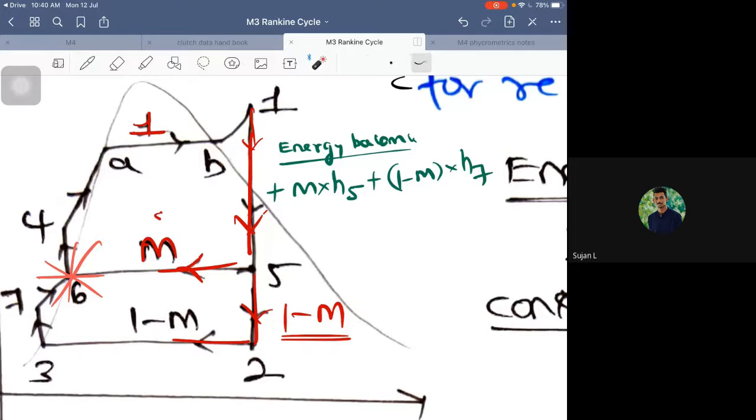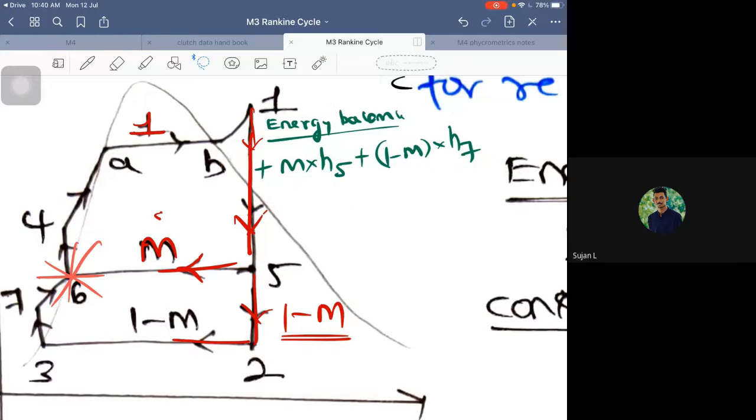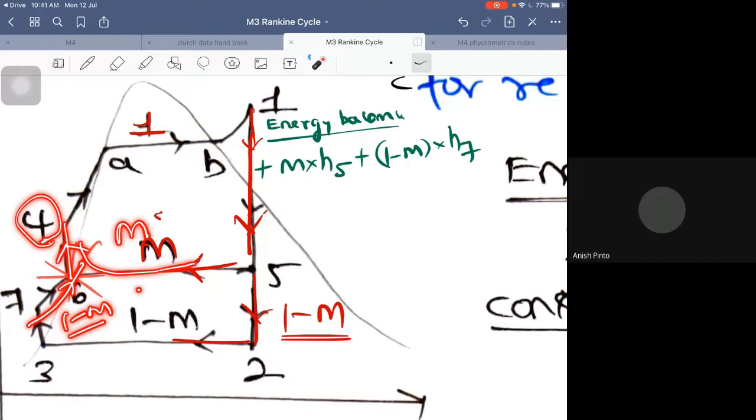Next, the last one, which is an outflow, we'll just discuss it. This is the outflow which is reaching state 4. Now, what is the mass of this steam which is going out to state 4? Anyone? m plus 1 minus m. Yes, exactly correct. Here it is m, which is coming in, and here it is 1 minus m. So I should add these two. If I add m plus 1 minus m, what will be the mass of the steam which is reaching state 4?